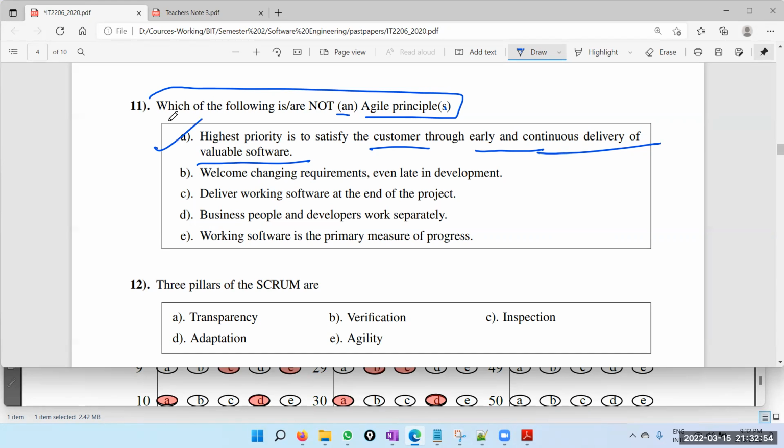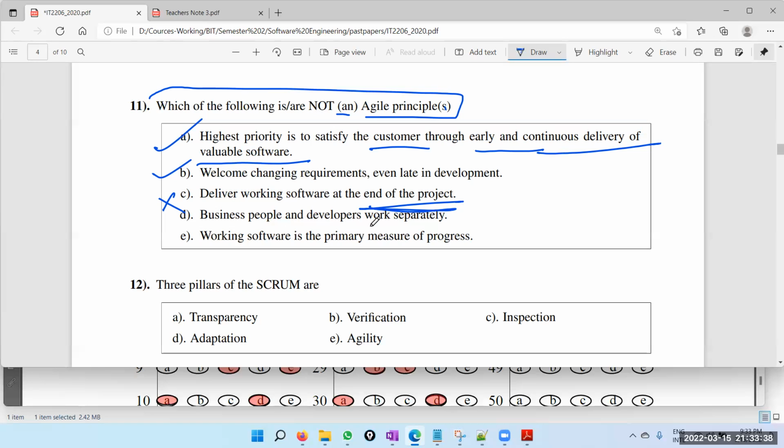Welcome change in requirements even late in the development. So that is one of the agile philosophies. Yes, we accept changes even late. Deliver working software at the end of the project. Is it at the end of the project or continuously? I don't take that. So we frequently deliver, not at the end of the project. Every 4 weeks, every 5 weeks, we deliver working software. So I will not take C.